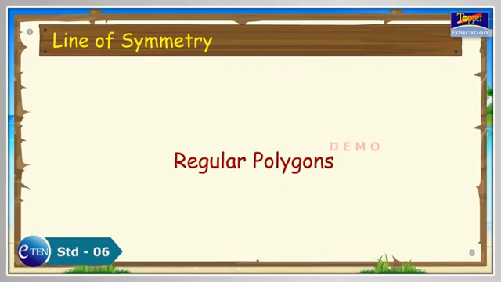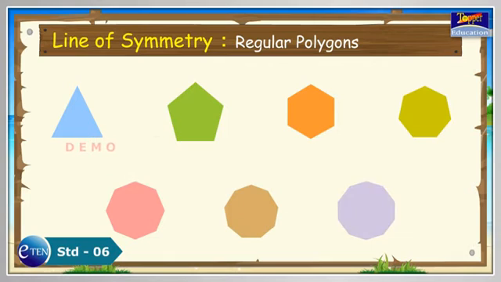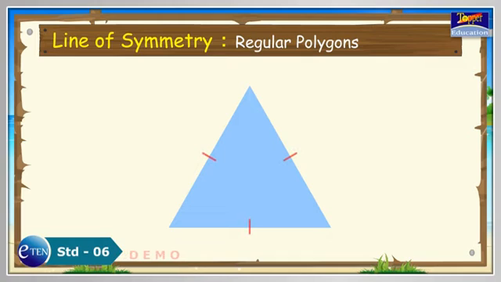Regular polygons. A regular polygon has all sides equal and all angles equal. An equilateral triangle has all sides equal, all angles equal. It has 3 lines of symmetry.